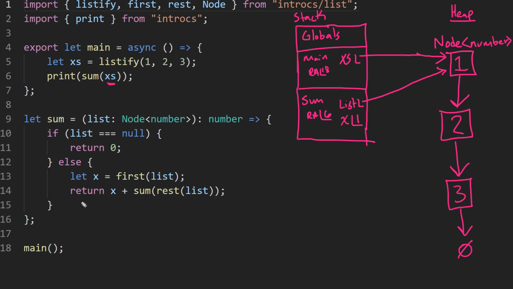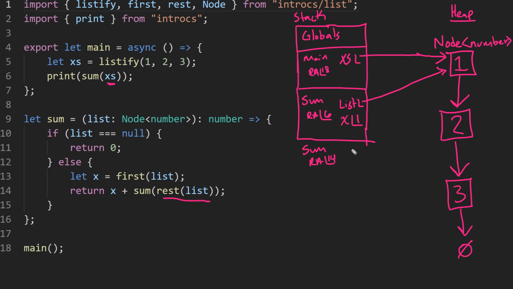And then what we're going to do is return x added on to sum of the rest of the list, right? So here's our recursive step. So we need to add another frame for sum. And this return address is going to be line 14, right?